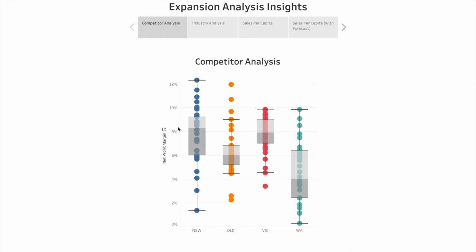In this first dashboard, I used a boxplot to do a competitor analysis among the states. From this initial competitor analysis, we straightforwardly noticed that Victoria is the best option among the three states under consideration. This is because the median is higher compared to the other two states, and also the distance between the first quartile and the second quartile is not that big.